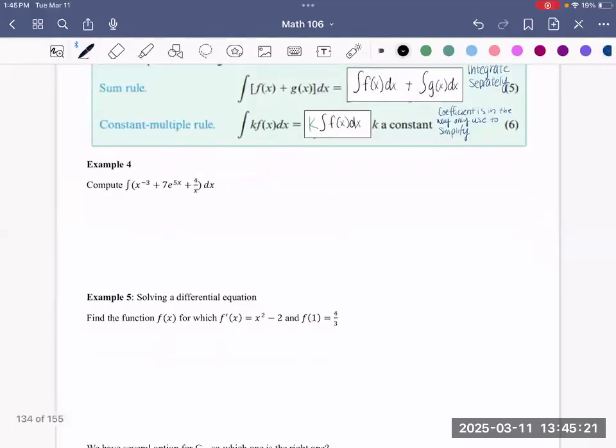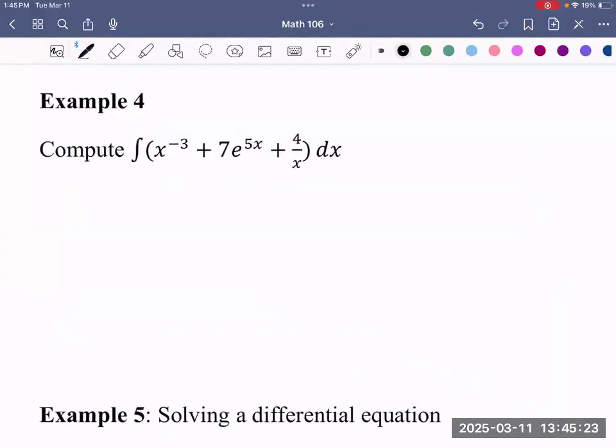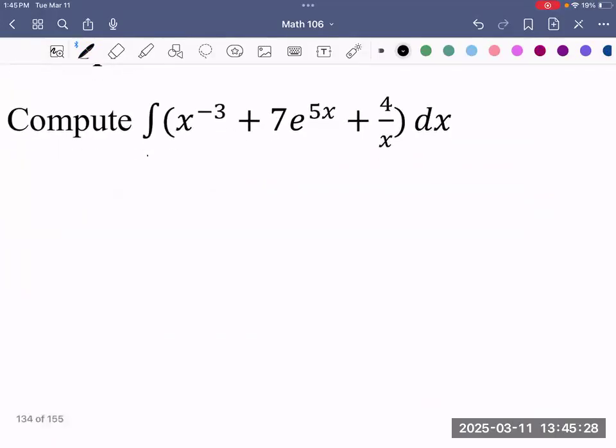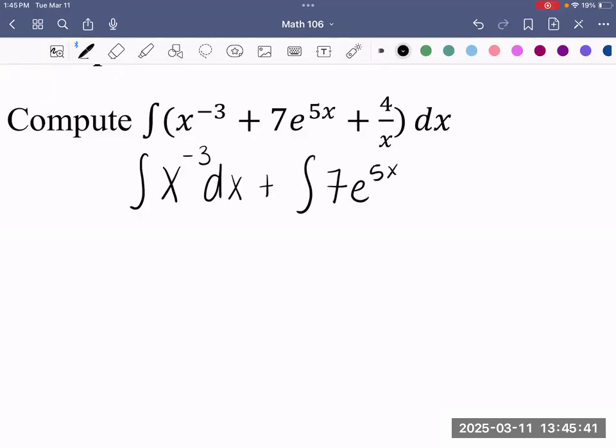So let's have you guys try out example 4. Let's go ahead and integrate these as separate actions. So we have the integral of x to the -3 dx plus the integral of 7e to the 5x plus the integral of, and I'm going to show the power here, 4x to the -1st dx.